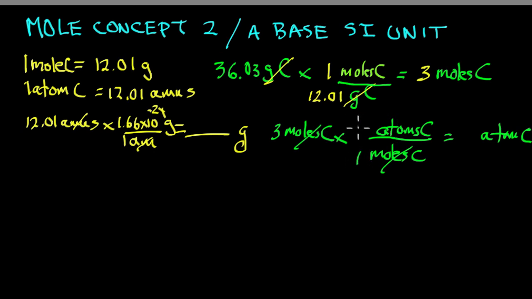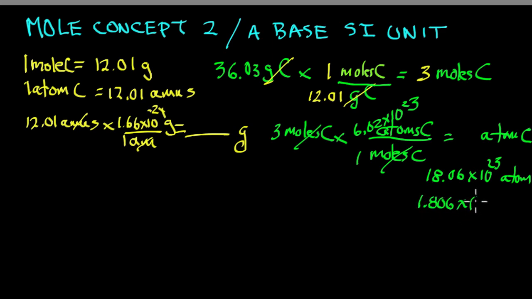And 1 mole is 6.02 times 10 to the 23rd. So 3 times that is 18.06 times 10 to the 23rd atoms of carbon, or 1.806 times 10 to the 1... it becomes 1.806 times 10 to the 24 atoms of carbon. What do you think?